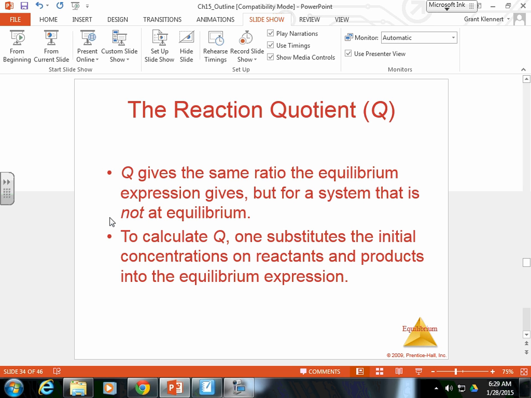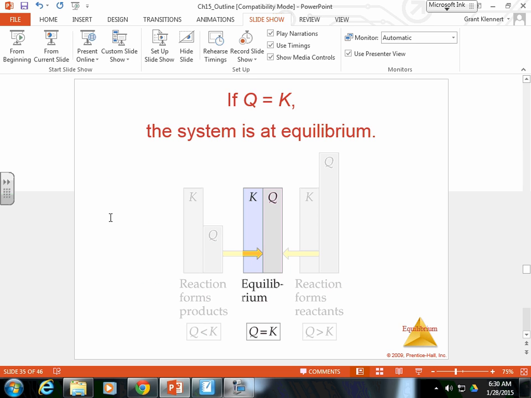Last thing, after the introduction to an ICE problem, we're going to talk about Q. Q is the same ratio as Kc, the equilibrium constant, but that's for a system that's not at equilibrium. So we use Kc when we are at equilibrium. We use Q when we're not at equilibrium. So to calculate Q, we substitute the initial concentrations of the reactant and products into the equilibrium expression. So for Q, we're going to use the initial concentration. So all a Q is, is when our system is not at equilibrium and we're using the initial concentration.